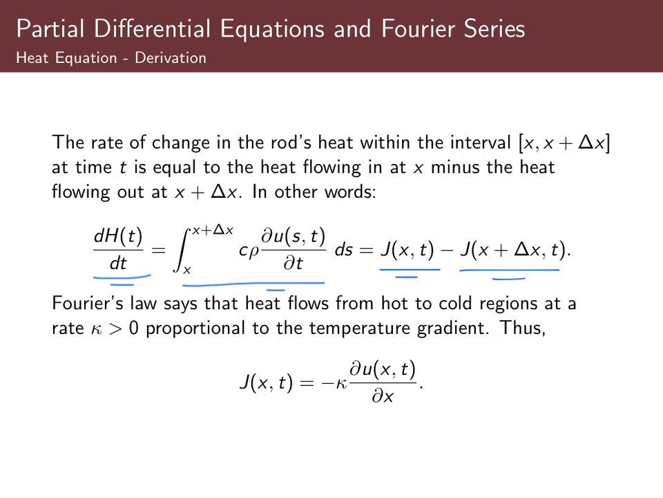And so Fourier's law tells us that heat flows from hot to cold regions at a rate kappa greater than 0 proportional to the temperature gradient. In other words, we're going to assume that our flux is equal to the temperature gradient, which in the one-dimensional case is just the partial derivative with respect to x, times negative kappa. And that denotes the idea that heat flows from hot regions to cold regions.